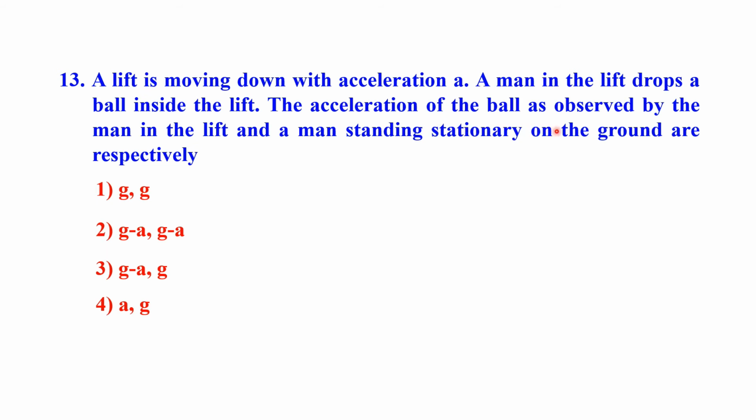Acceleration of the ball as observed by the man in the lift and a man standing stationary on the ground are g minus a and g. Acceleration of the ball as observed by the man in the lift is g minus a. For a man standing stationary on the ground, it is due to g. These are g minus a, comma, g.